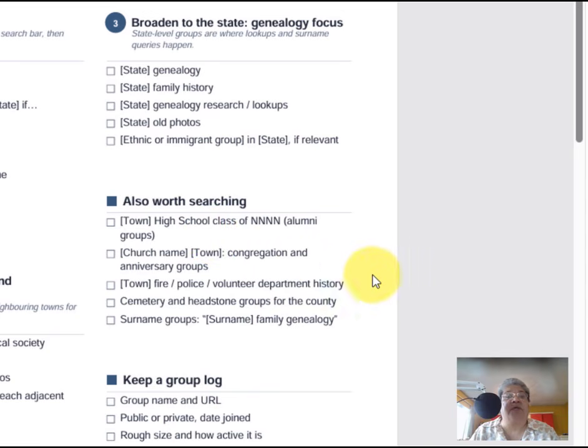High school class of, town, church groups. If the town had a particular historical event, there could be anniversary groups dedicated to commemorating that event. You could try some occupational names like the fire or police groups. For local cemeteries, there could be groups of volunteers who clean and tend to the cemetery. And finally, of course, surname groups.